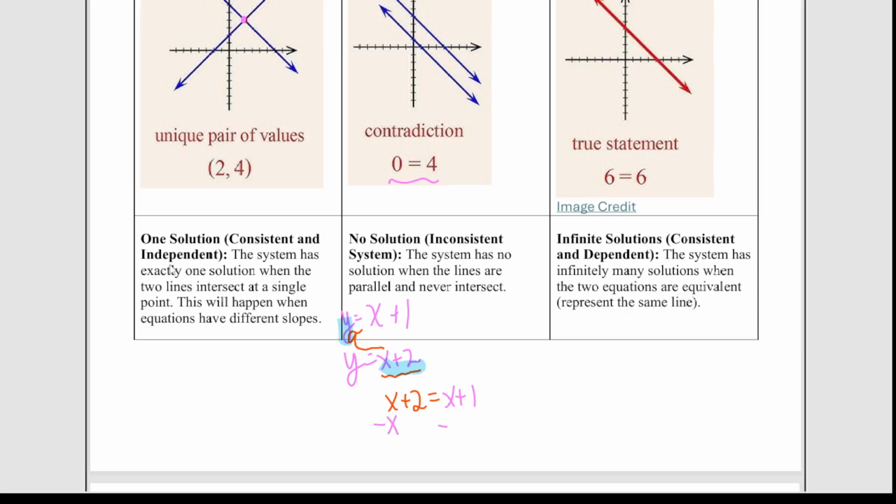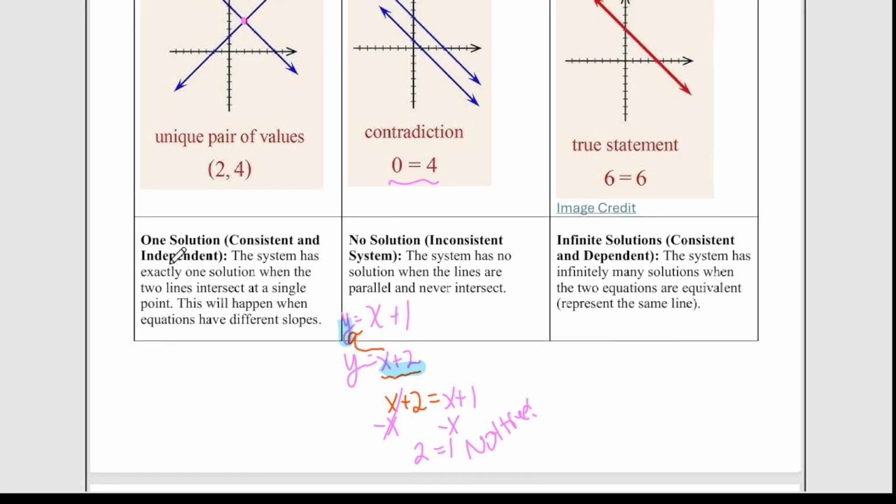Then as I start solving, I would subtract x in order to get all of my variables on one side. And I get 2 equals 1 at the end, which is not true. So in that case, that would be no solution. As soon as you find that all your variables went away and you're left with something that's a contradiction, aka a false statement, you know you have a no solution situation.